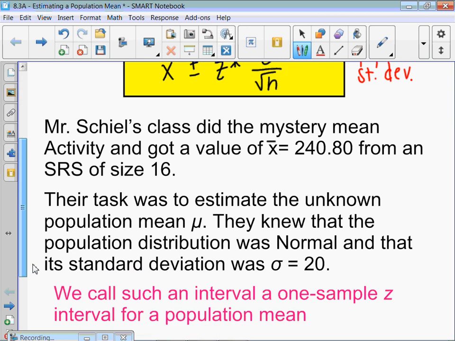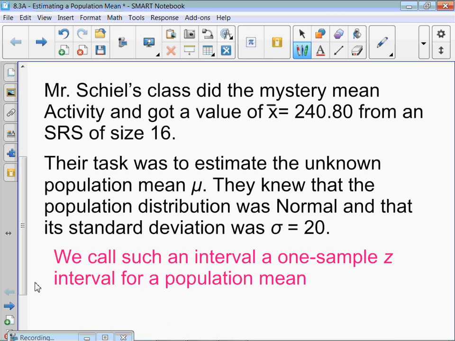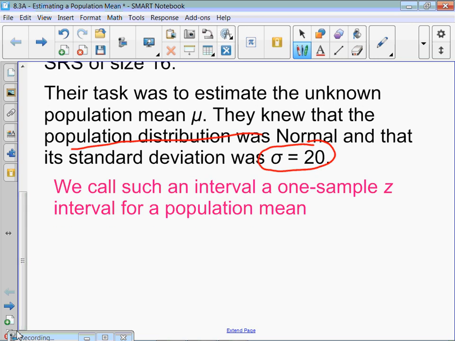So when we did the mystery mean activity, we were estimating mu, the true mean, by getting an x bar, and they actually gave us the fact that the population distribution was normal and its standard deviation was 20. This is not normal. If we don't know the true mean, do you think we're going to know the true standard deviation of the population? No.